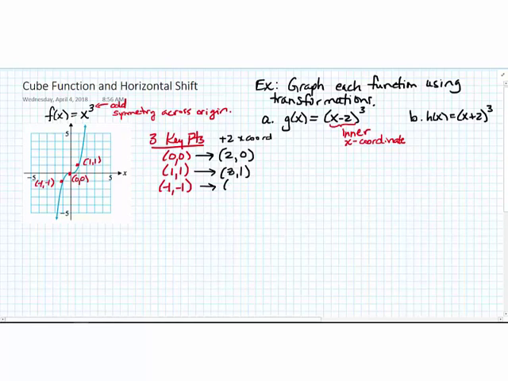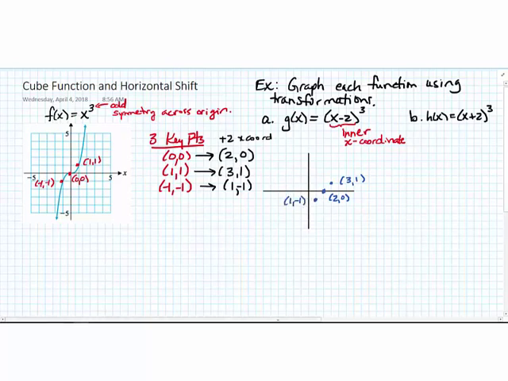if you add 2 to negative 1, what do you get? Positive 1, negative 1. That 3 looks a little weird. Let me fix it. Okay, so these are going to be the 3 new positions for those original key points. So we're going to draw our graph, and we're going to plot 2, 0. We're going to plot, instead of 1, 1, 3, 1. And instead of negative 1, negative 1, 1, negative 1.